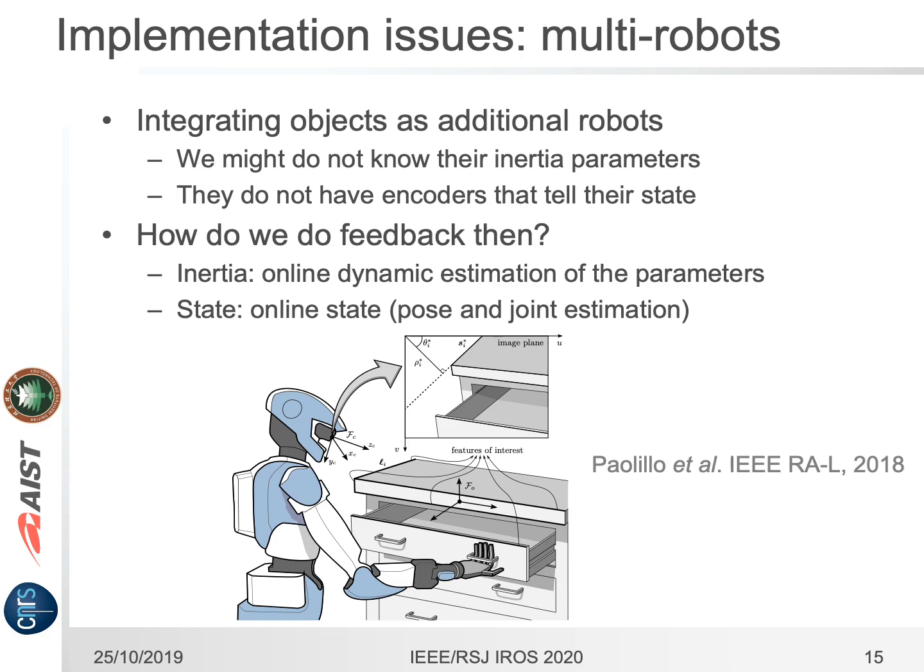We could also extend the controller to include objects the robot interacts with as additional passive robots, or even other robots that are added into a global controller that keeps the coherency of the interaction forces. In this example, the drawer, for instance, can be seen as an additional robot with whom the humanoid robot interacts. How do we do feedback then? Well, the inertia could be estimated online, and the state could also be estimated online using pose and joint estimation with the robot embedded camera.